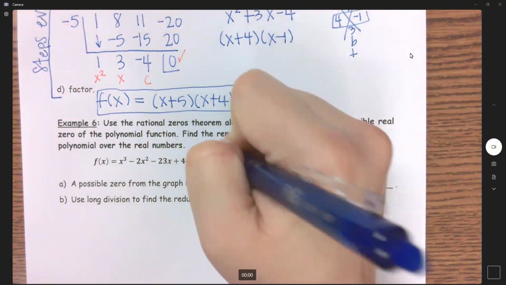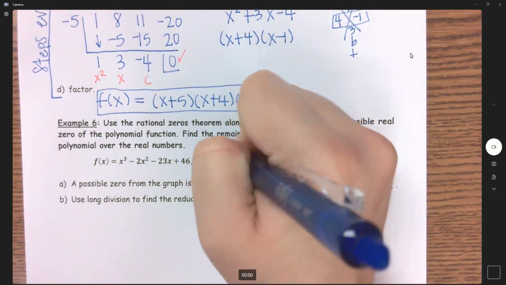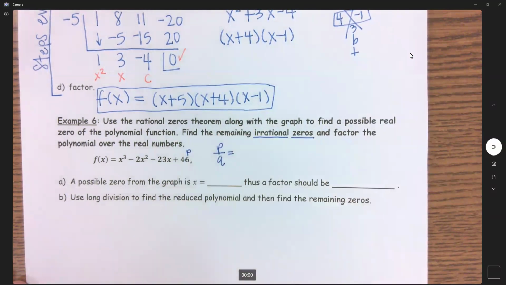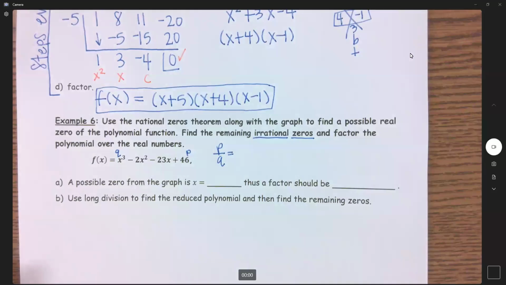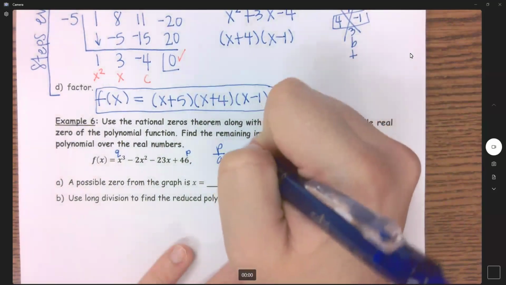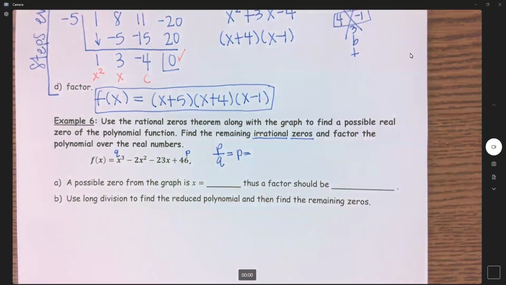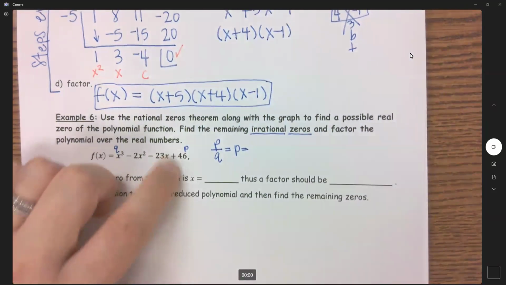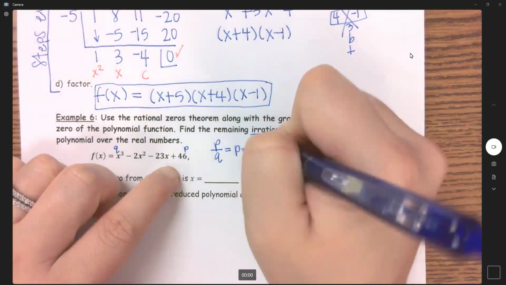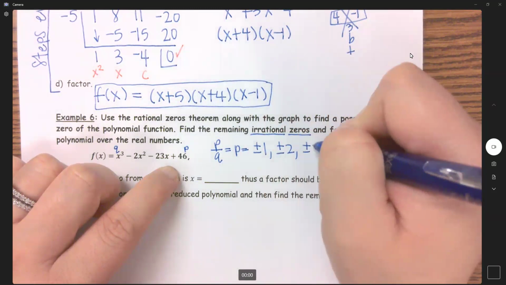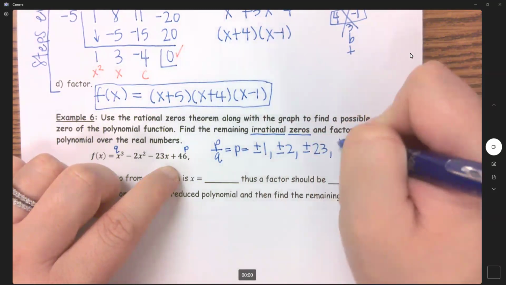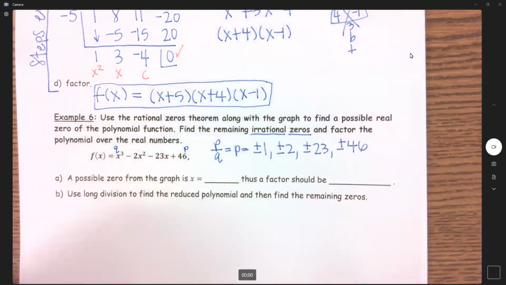So if I list my p over q, my p is 46 and my q is 1. So because my q is 1, p over 1 is just p. So let's list our factors for p. My factors for p are plus or minus 1, plus or minus 2, plus or minus 23, and plus or minus 46.